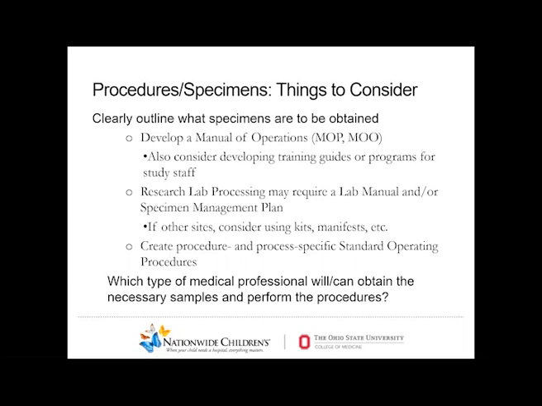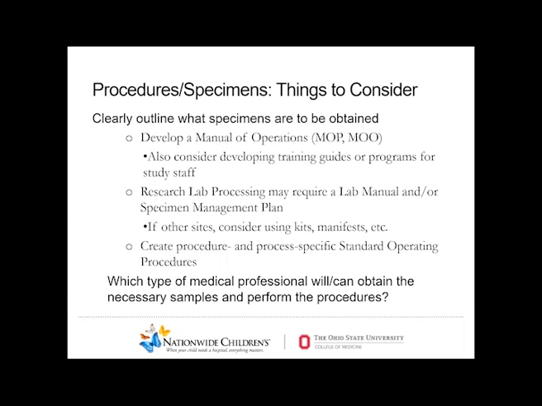That also comes into play when you're talking about procedures, specimens. There are no training documents if you have an investigator-initiated trial. So that means the research team are the ones developing the manual of operations, the lab manual, or the specimen management plan. Consult your local lab that's running these samples. Consult the nurses who will be obtaining these samples.